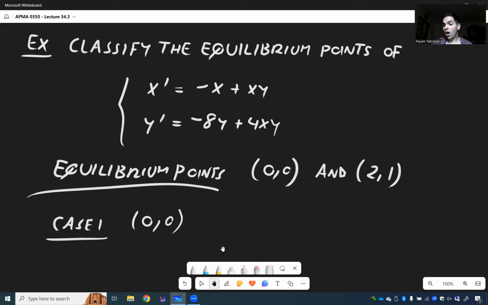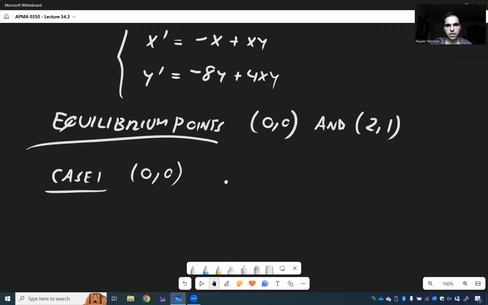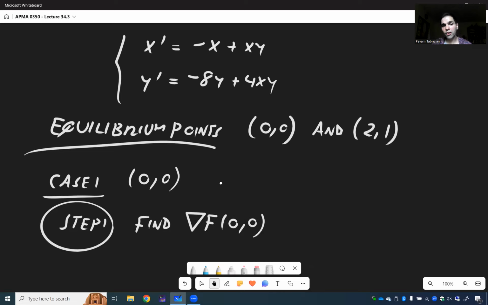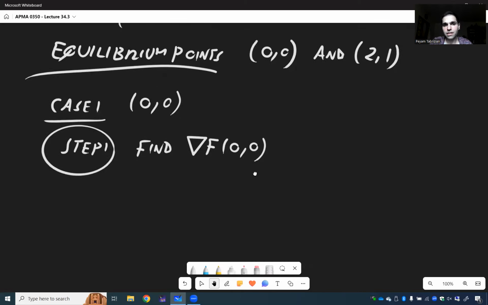And it turns out all we need to do is to find the gradient of f at this point. So step 1: find the gradient of f at (0, 0). Why? Because the gradient, it's the derivative. So it turns out the derivative at that point will tell us whether solutions move towards the origin or away from it. I'll explain this at the end.